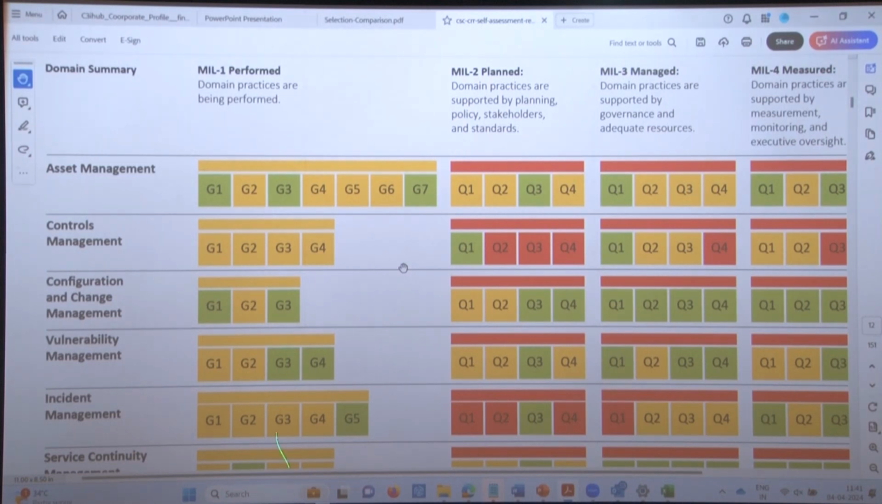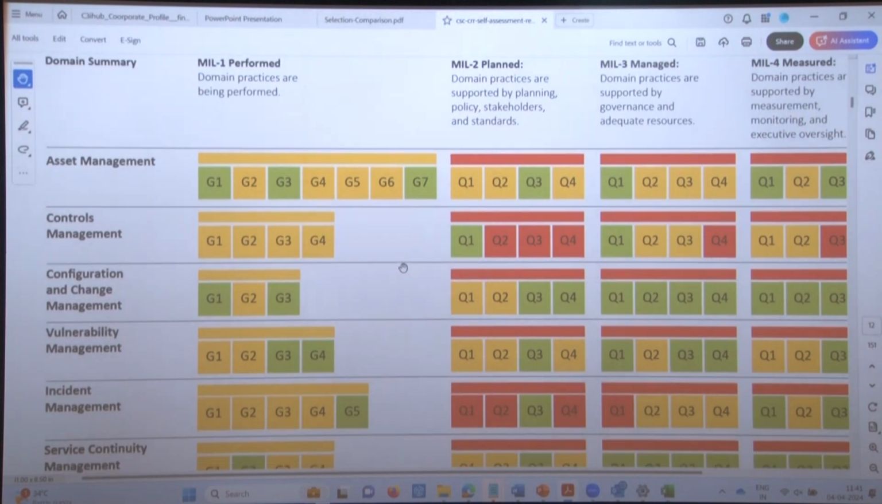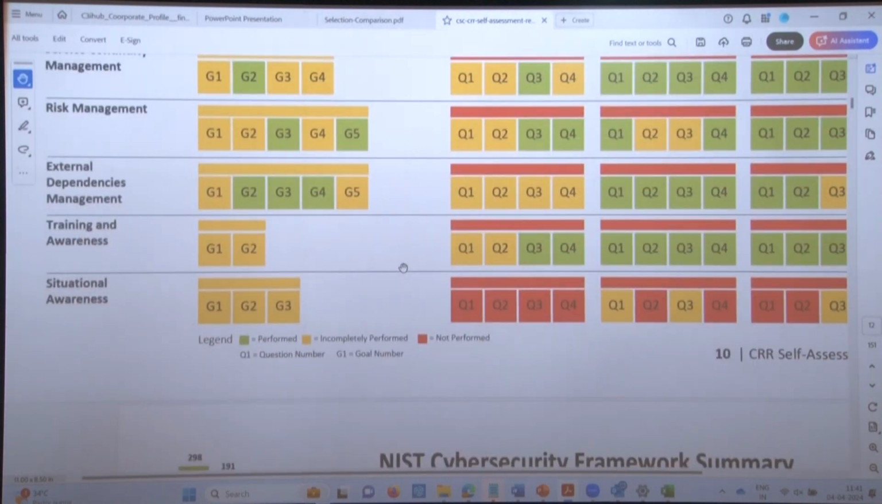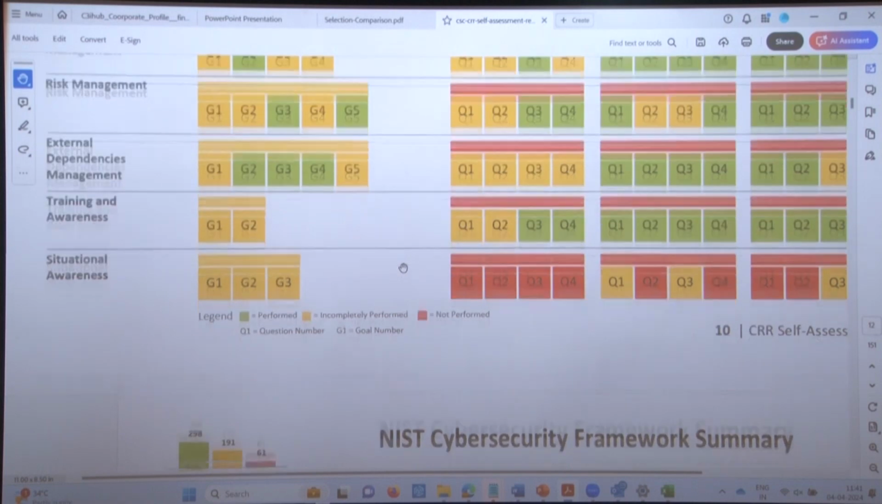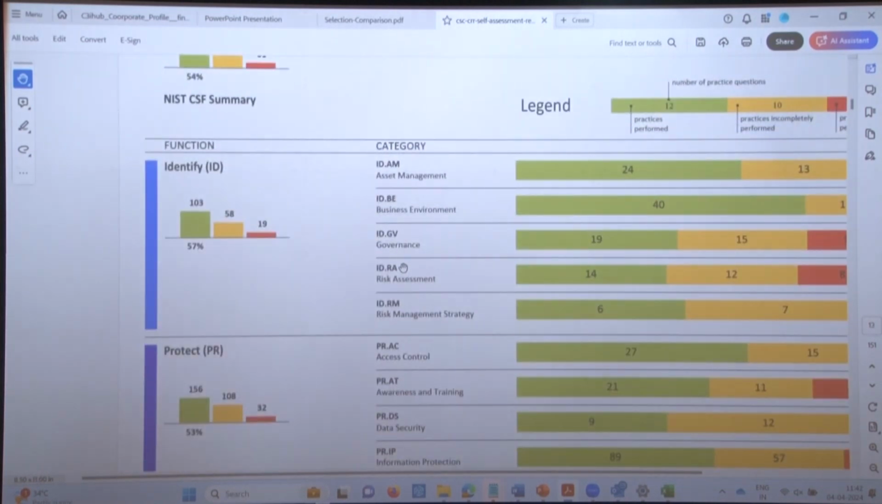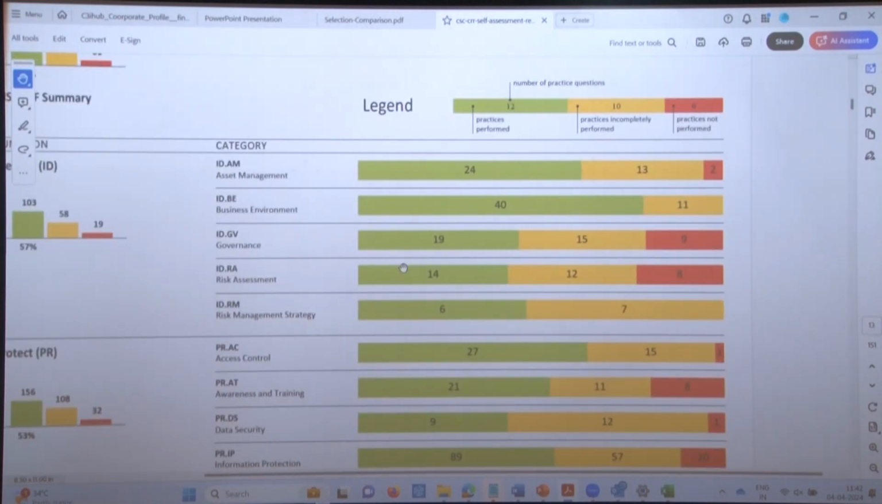So this gives you a very visual idea about where we are standing and where to start the improvement. For each of these we see where we are with respect to these questions. It also tells you, in the previous NIST 1.1 framework, where we are with respect to my score.